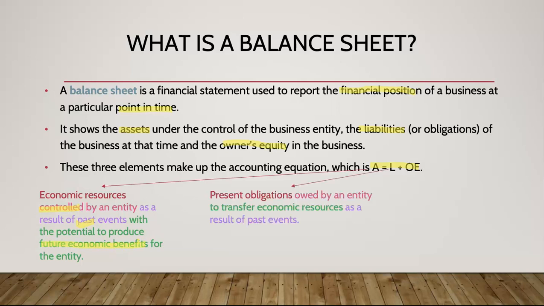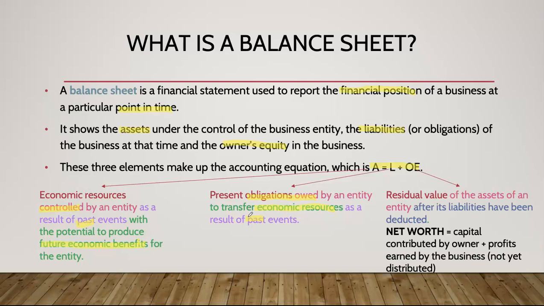Liabilities are present obligations owed by an entity. So we have an obligation to transfer an economic resource as a result of a past event. This then results in our residual value, owner's equity, our assets minus liabilities.